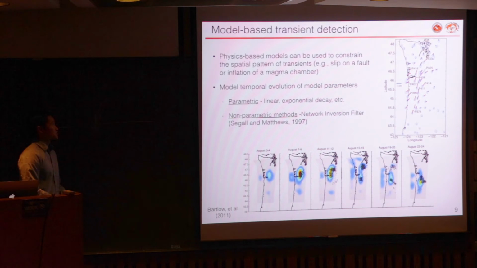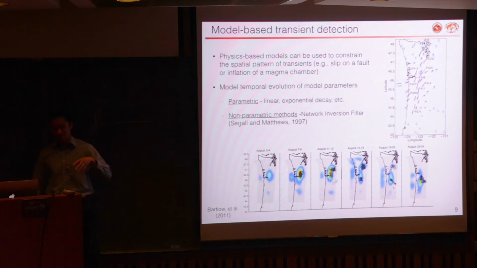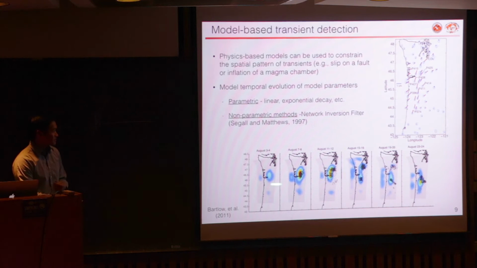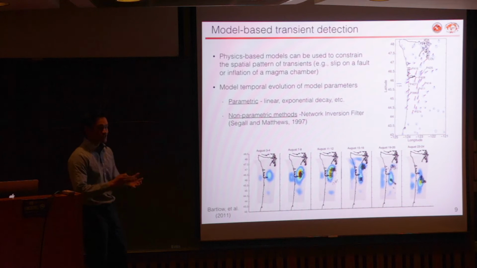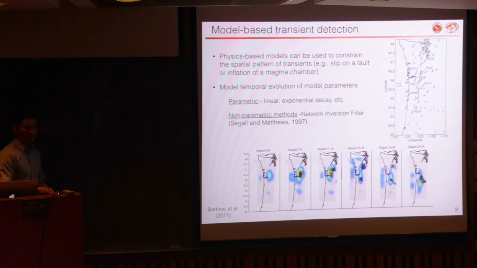On the other side of the spectrum, for a lot of transients that we observe, we do know what the process is. So one of the most famous examples are these slow slip events in the Cascadia subduction zone. You have these slow earthquakes that have propagating slip that occurs over a period of 2 to 3 weeks. And so in this case, you can use physics-based models. You would use elasticity to constrain the spatial pattern of the transient, so you know what the spatial signature should be that you're looking for.